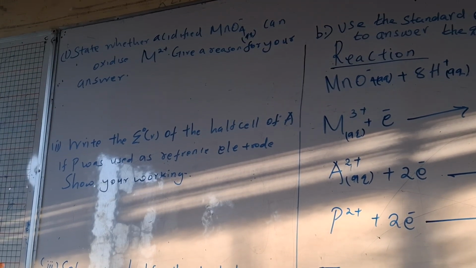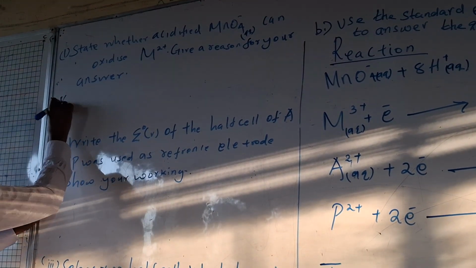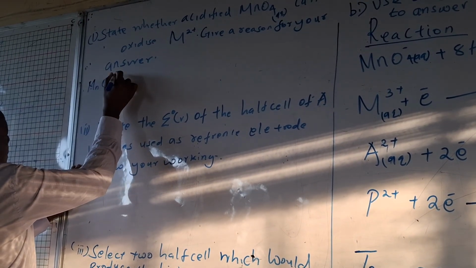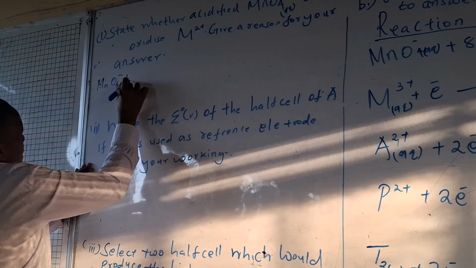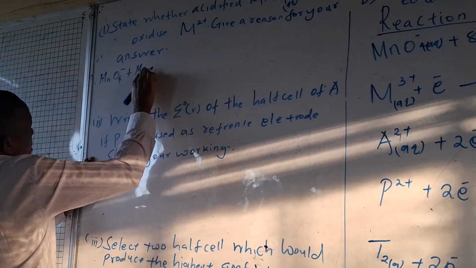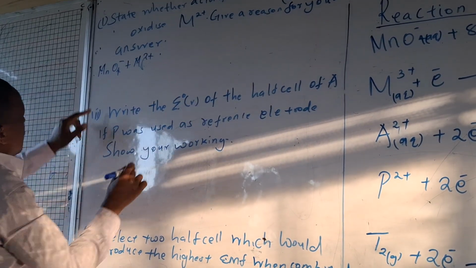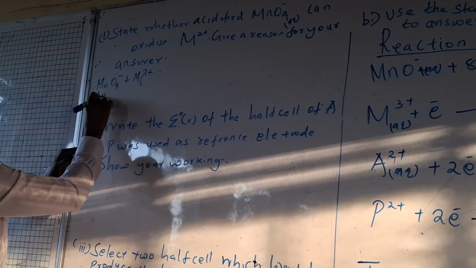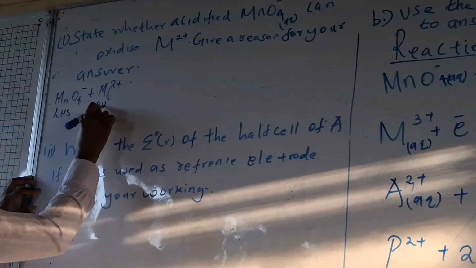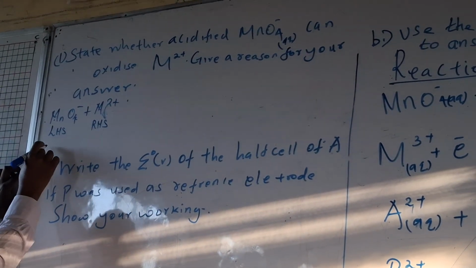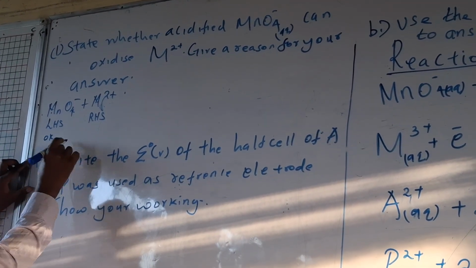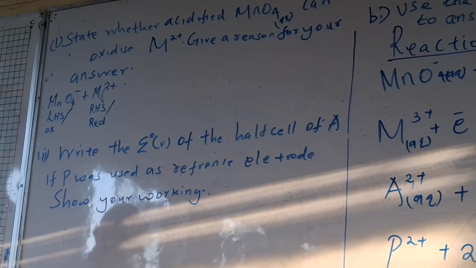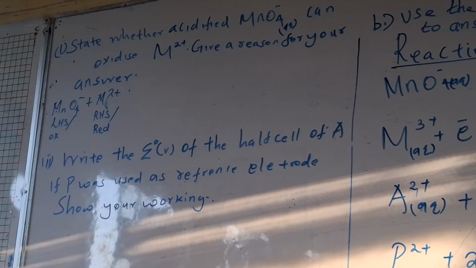In other words, we do it like this: MnO4-, okay? And then plus Mn2+. This one is to lose electrons and this one is to gain electrons. So this one is on the left hand side and this one is on the right hand side. This one undergoes oxidation, and this one undergoes reduction. So what do you do? You calculate the EMF of the cell.